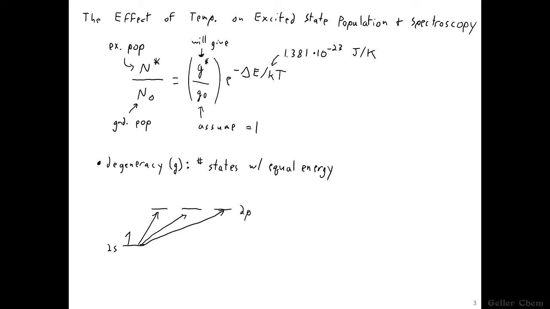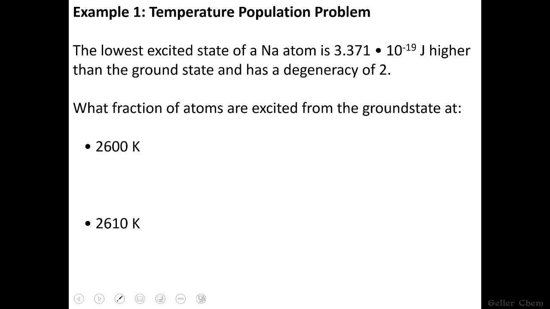So let's see this equation in action and call it a video. So here's our example problem. The lowest excited state of a sodium atom is 3.371 times 10 to the negative 19 joules higher than the ground state and has a degeneracy of 2. What fraction of atoms are excited from the ground state at 2600 kelvins versus 2610 Kelvin?